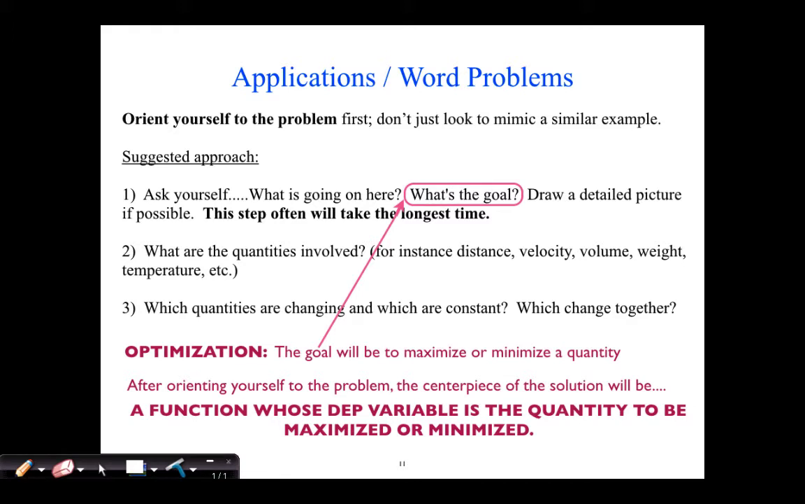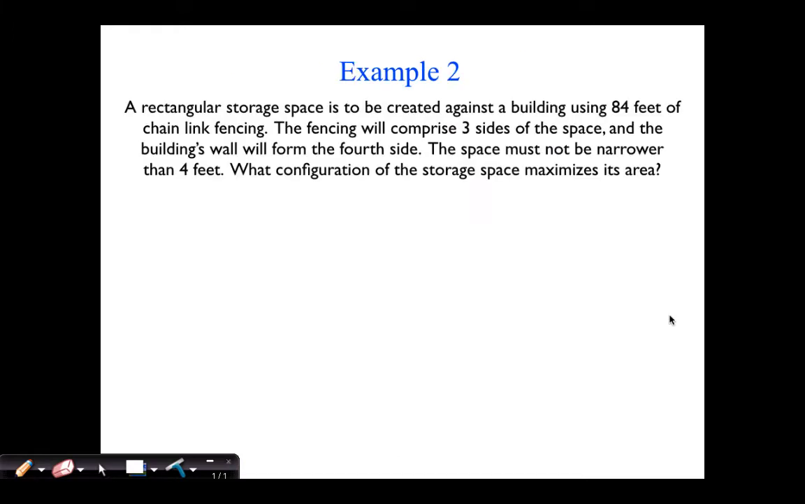But the writing it is the hard part. So don't get frustrated that it's taking a long time and you haven't even gotten to the calculus yet. That's normal. That's the hard part of this because you have to set these up from scratch. So here's our example.